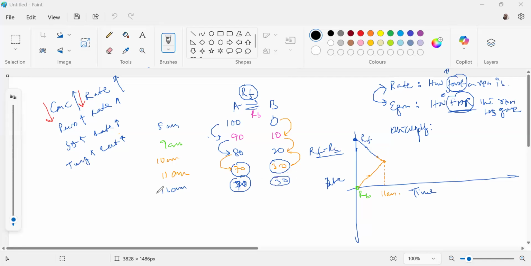Again, we do our trial at around 1 p.m. 70, 30, right? Got it? The concentration is not changing, right? So we can tell that the reaction has achieved equilibrium, right?